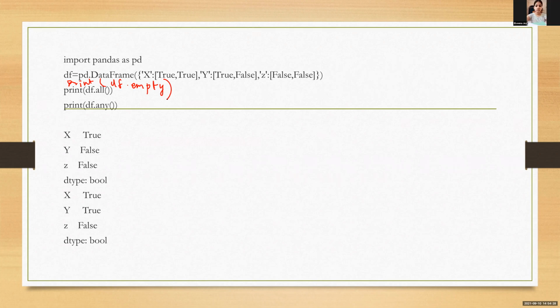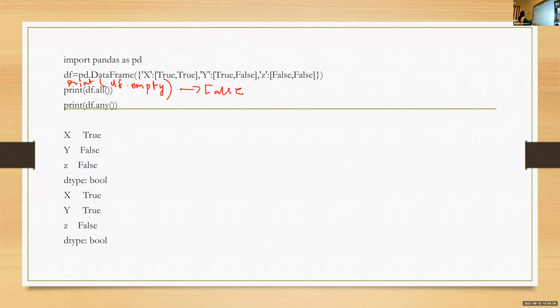False. Why? Because there are some values in it. Yes, some values are there in this data frame. So empty will return a true value if the data frame is empty. Otherwise, it will return a false value. Here some values are there, so empty will return a false value. So here the result is false.